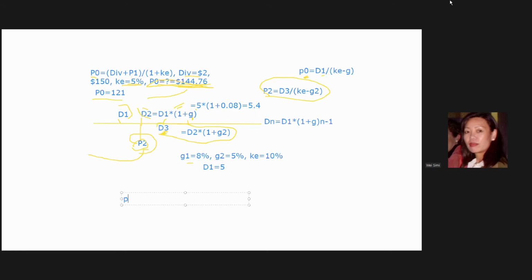Use the formula: P0 equals D1 divided by the required rate of return, KE, minus the growth rate. So let's use the same logic. If 2007 happened to 2008, let's assume right now that we're time traveling back. Assuming right now is 2007, just before the financial crisis.